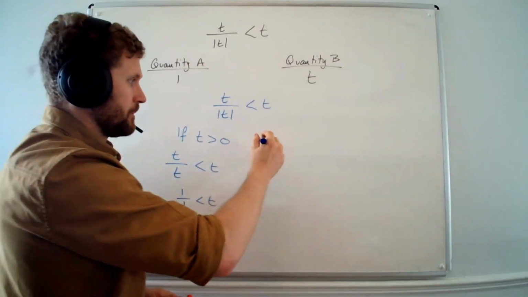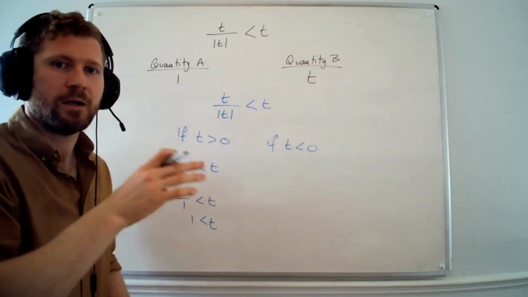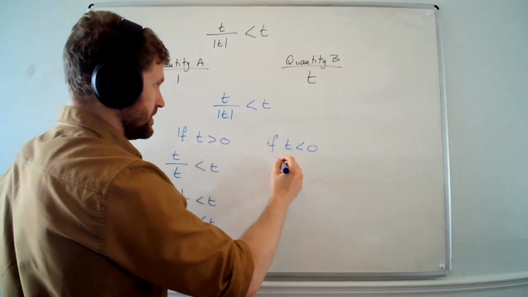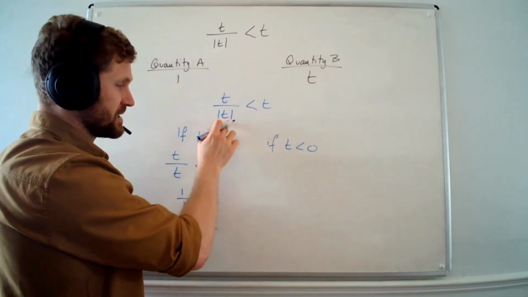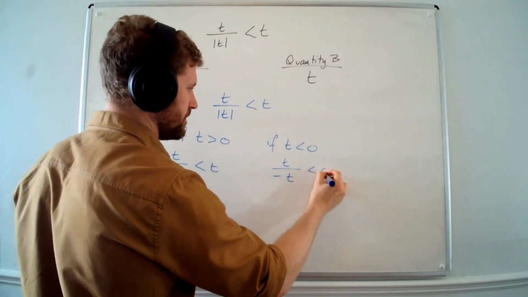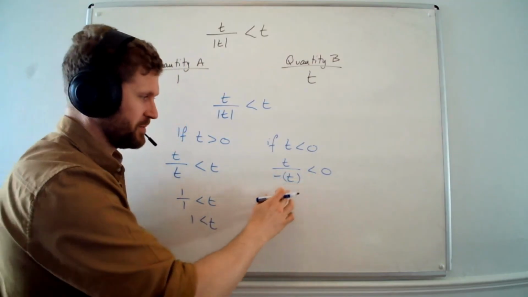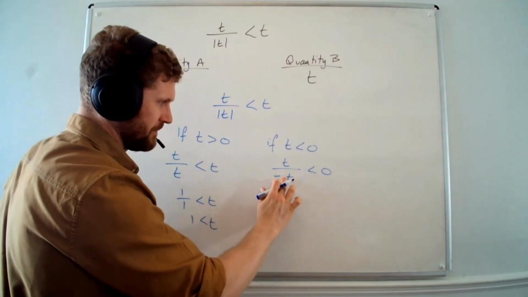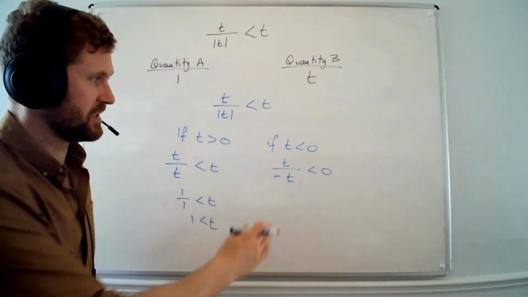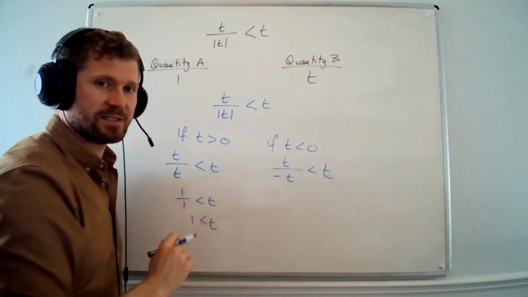Now the danger comes if t is less than 0. Then what we said we can do is take what's inside the absolute value sign and put a negative sign before it. If there's multiple terms, you might need parentheses, but here it doesn't really matter. So I've got t divided by negative t. Sorry, that shouldn't be 0, that should be t. t divided by negative t is less than t.